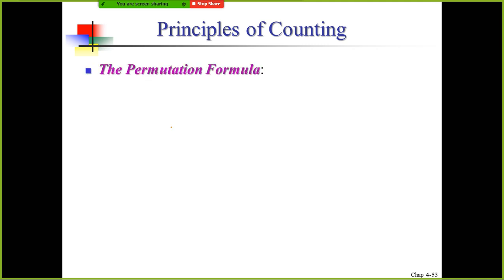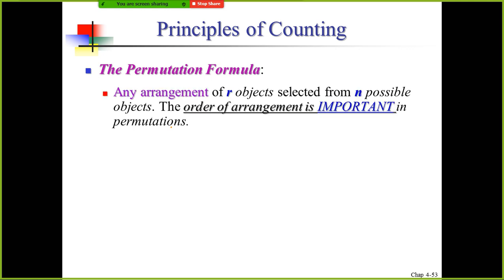Next is about permutation formula. In order to study permutation formula, you need to have a number of objects, and you select some among all the objects that you have in order to make an arrangement. But in this arrangement we consider the rank or the order. That's why the order or arrangement is important. You need to select some items from what you have, but in what you select, you need to think about order or rank.